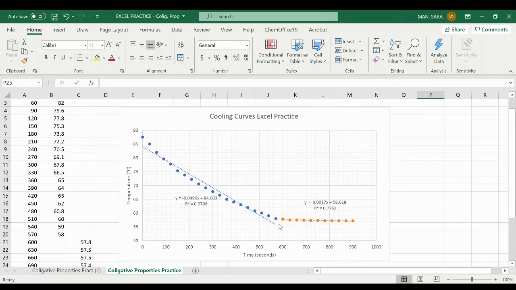And then we are going to do the freezing point of the solution with the unknown. It's going to be the stearic acid with the unknown. We are going to do again the same thing, the intersection of these two curves, and obtain the freezing point of the solution. And the difference between these two is going to be your delta T.